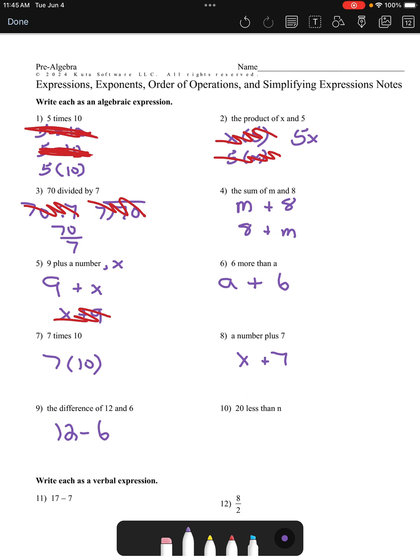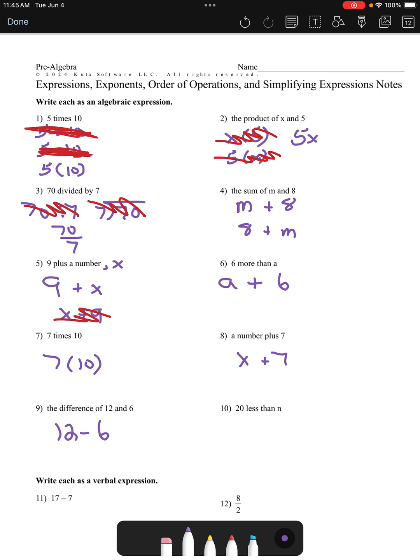Could you reverse this and say 6 minus 12? No. Subtraction is not reversible. If you try to switch subtraction around, you will change the sign of your answer from a positive number to a negative number. And while we are going to deal with negative numbers this year, we're not there yet. So the difference of 12 and 6 is 12 minus 6.